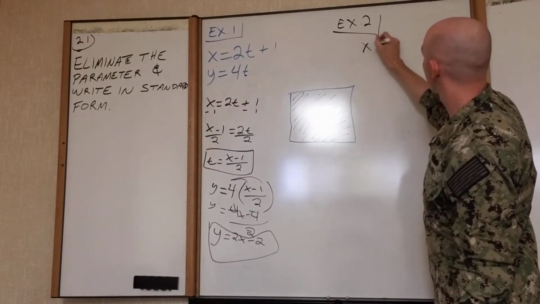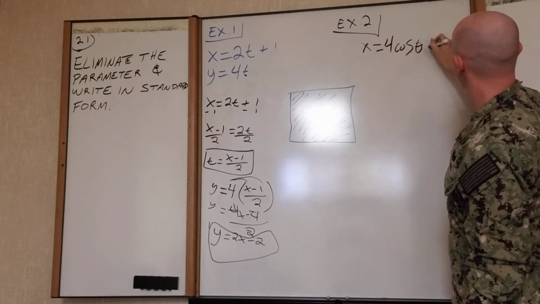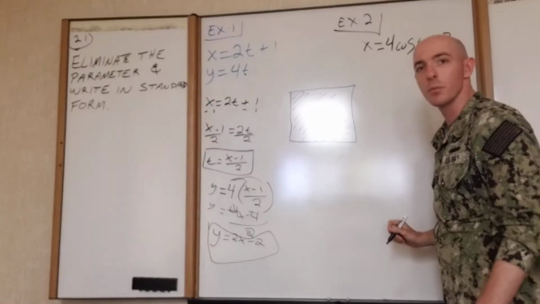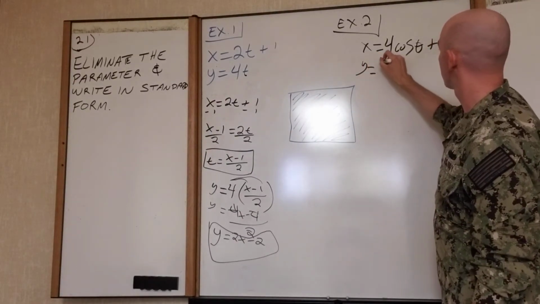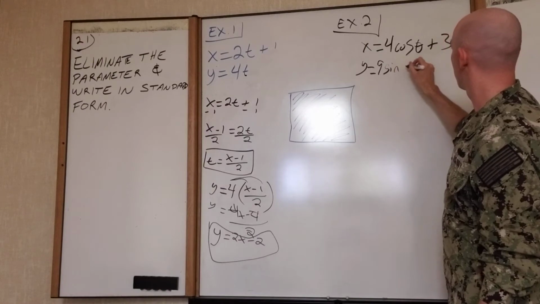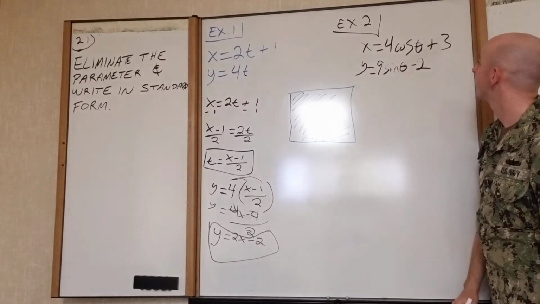So say x equals 4 cosine theta plus 3. It's not blurry, is it? No. And then y equals 9 sine theta minus 2.